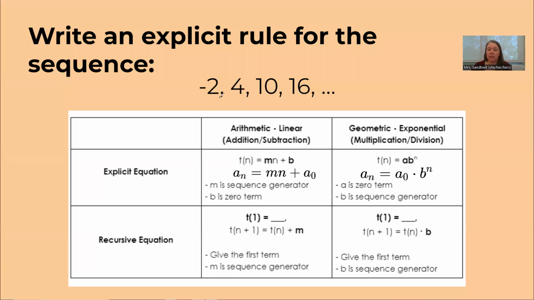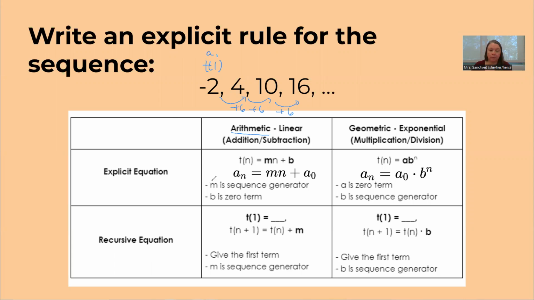All right, so first I want to decide, is this arithmetic or is it geometric? So what's happening from here to here to here is that I'm adding 6. Okay, if I'm adding 6, it's arithmetic. And you could write it either way. This is term 1, right? T of 1 or A of 1.